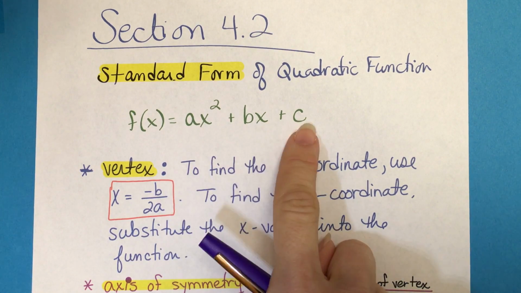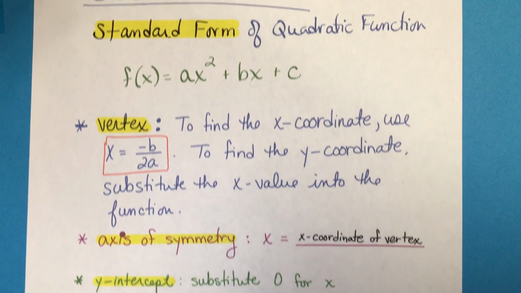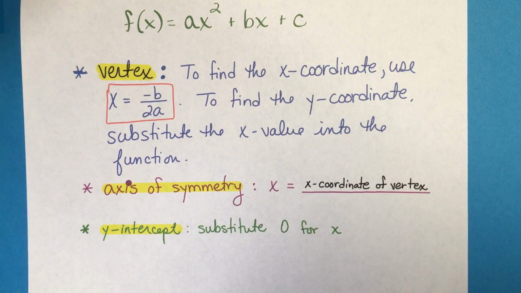So the A, B, and C are just holding spots where you have numbers, and we'll have to use those numbers to help us find things. All right, first thing that I have listed is how you're going to have to go about finding the vertex. When it was in vertex form, if you remember, all we had to do was just look at it and be able to tell what our numbers were for our vertex. But we've got to do a little bit of work this time.